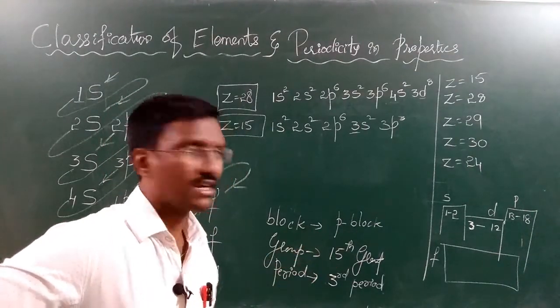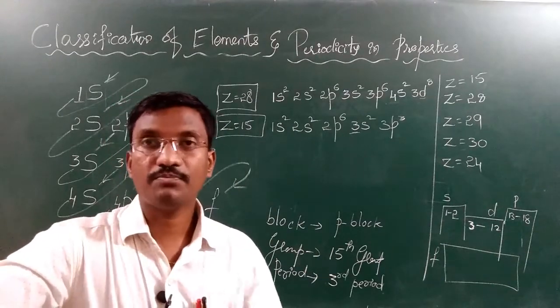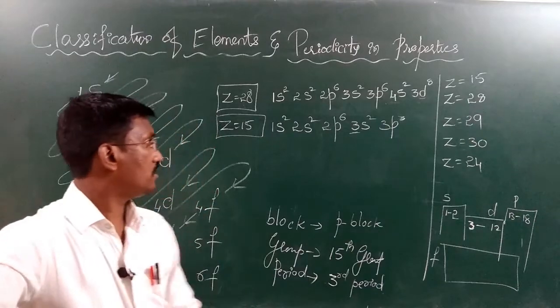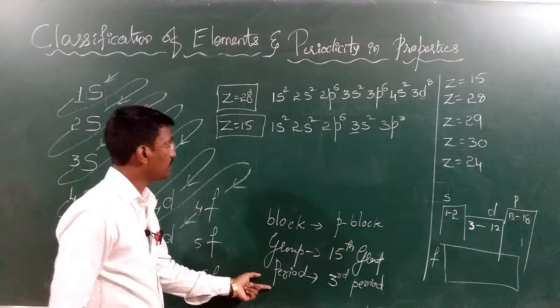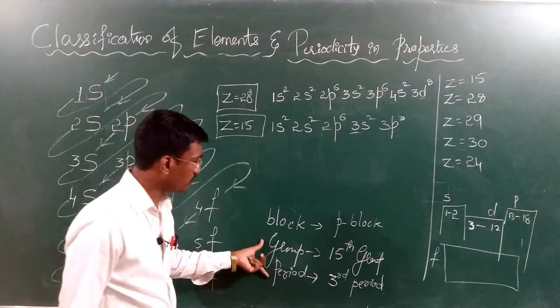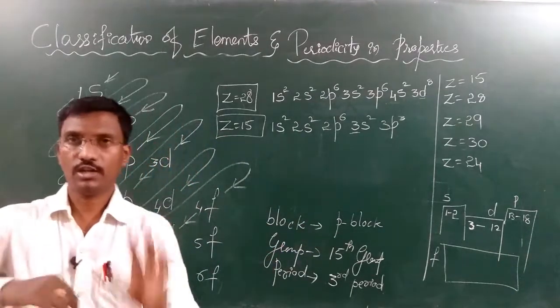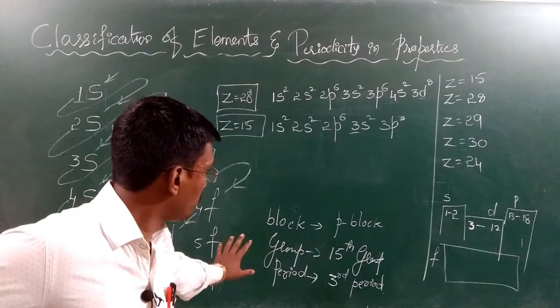They will not ask you directly what is the position of the element. Particularly, they will ask in which period and group the element is belonging. If they ask only two, it's not a very big problem, but you have to write these three together: block, period, and group. Are you getting this one?